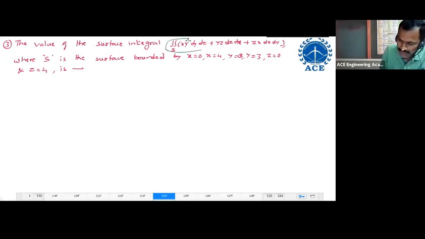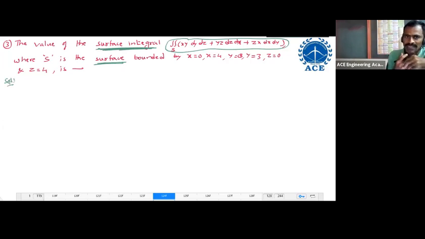From this we can say it is a surface integral. Even if the name is not given, from this integral also we can say it is a surface integral. So the value of the surface integral is required.